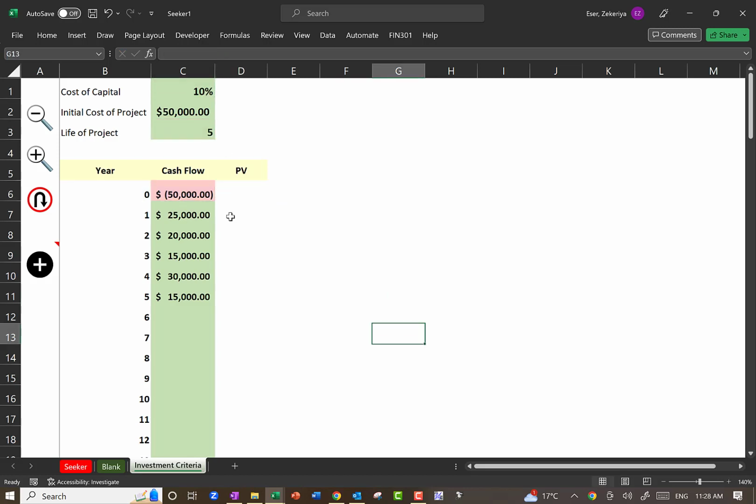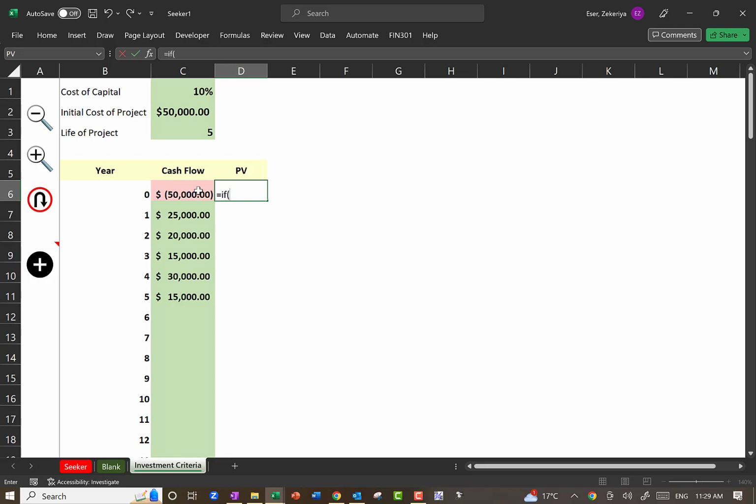Let me actually go back. Let me actually give names to these cells. Cost of capital, I'm going to call that cost. Let's call this initial cost. Let's call this project life. That way I don't have to specifically make them absolute in formulas.